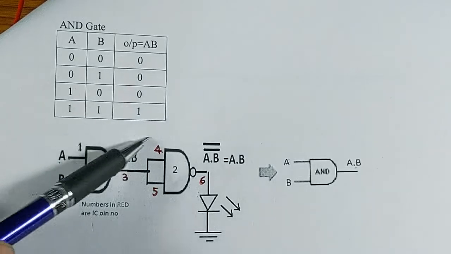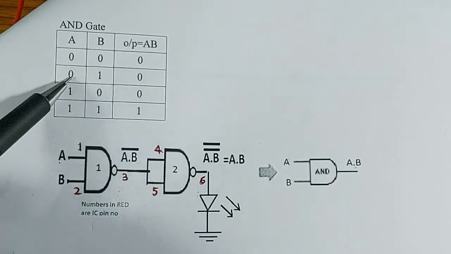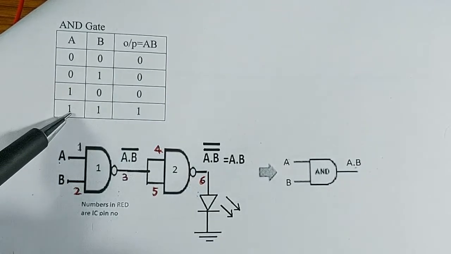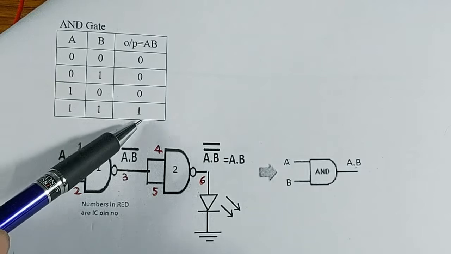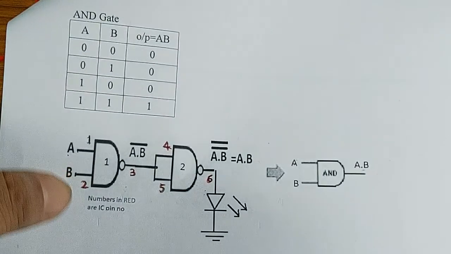So these are the outputs that we should get. When I give A equal to 0, B equal to 0, or 0, 1, or 1, 0, the output should be 0, except for the last condition. When both are 1, the output should be 1. So the truth table will be verified soon.